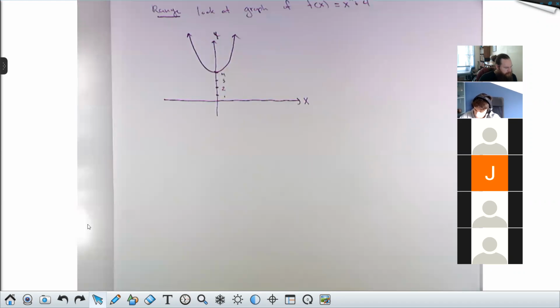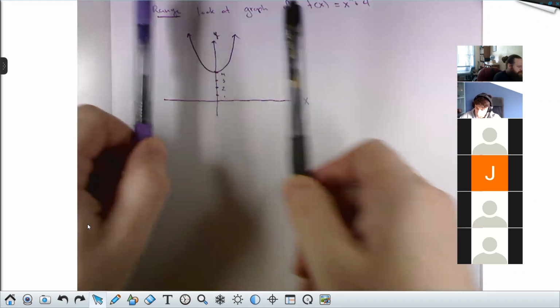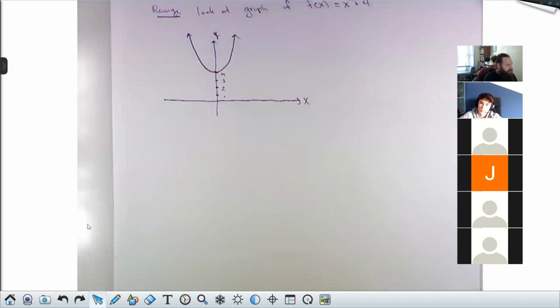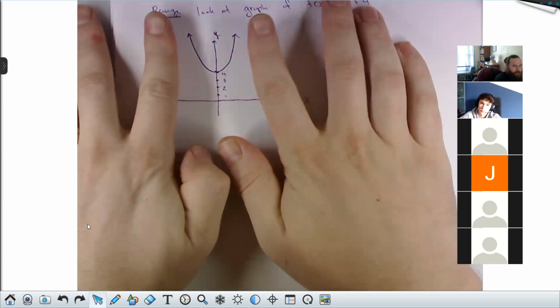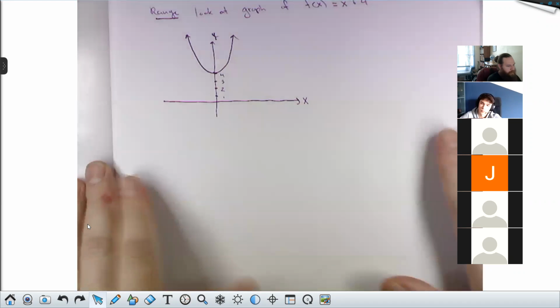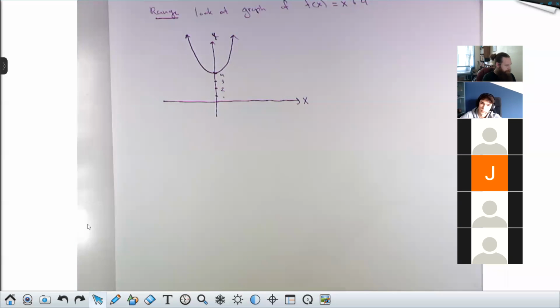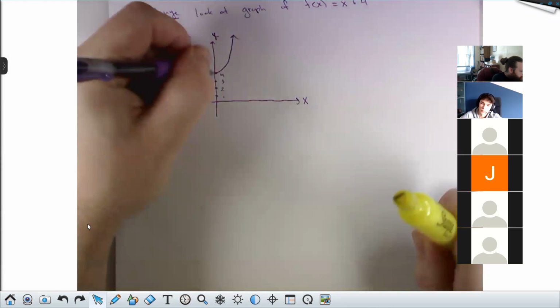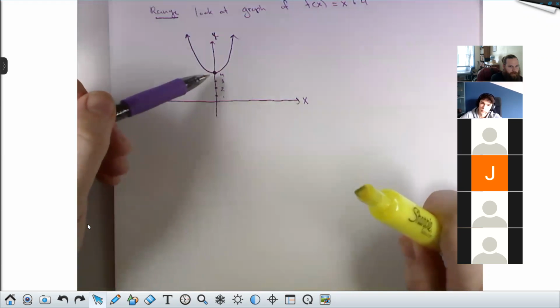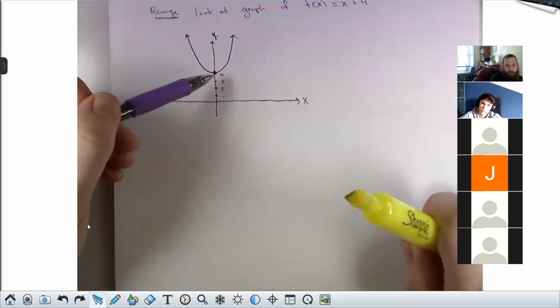The range is found by sort of smooshing the graph down onto the y-axis. So I kind of take every point that's on this graph and I smoosh it onto the y-axis. When I do that, if I take this point right here, which is (0, 4), and smoosh him onto the y-axis, he doesn't move. He's already on the y-axis.